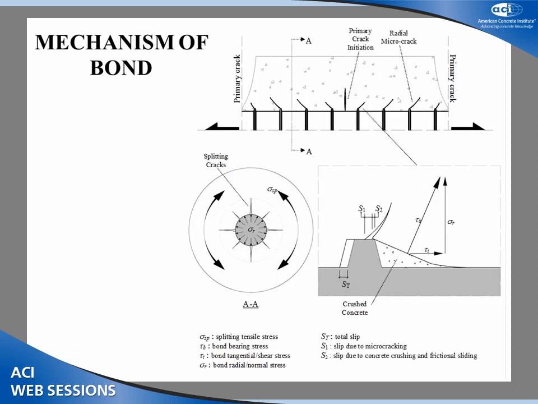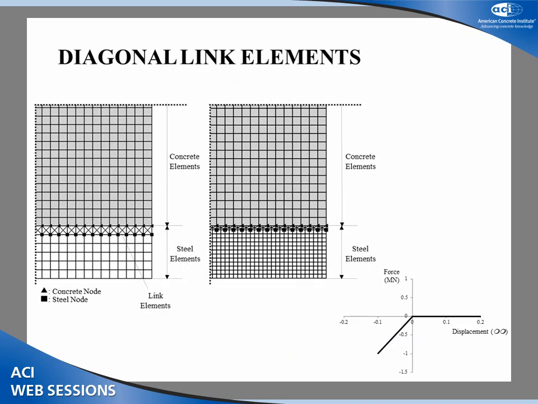For that, we need to look at the mechanism of bond. The bond is normally transferred from the steel to the concrete through a diagonal force, which has two components, tangential and radial. This radial component can cause splitting stresses. To simulate that in finite element, I used diagonal link elements at various angles of 30 to 45 degrees.